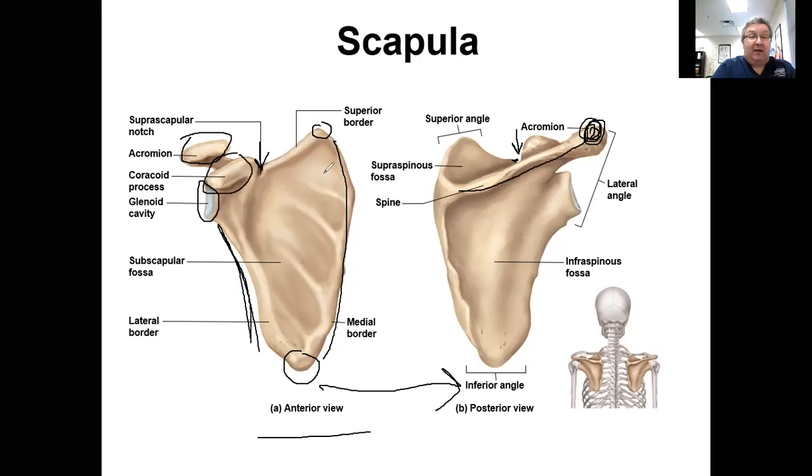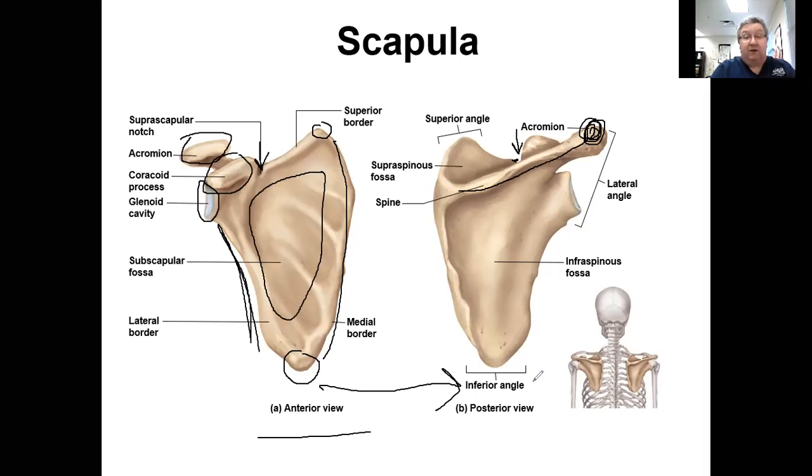This area right here is known as the subscapular fossa. Again, the subscapular fossa is on the anterior side, and this is where the subscapularis muscle sits.